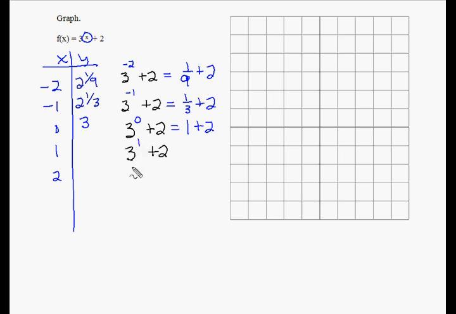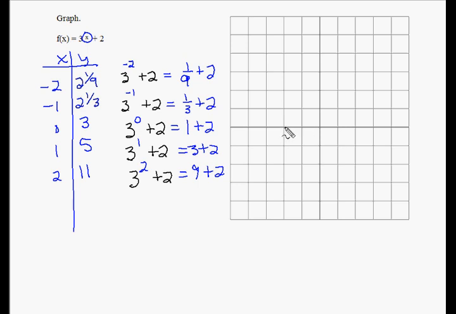In the original equation we put in 1. 3 to the 1 power is 3, plus 2 more is 5. In the original equation we let x be 2, so 3 squared is 9, plus 2 more is 11. Well, that might run off our graph. Let's try and plot our points.